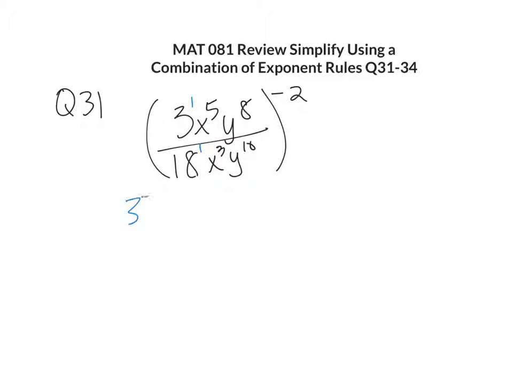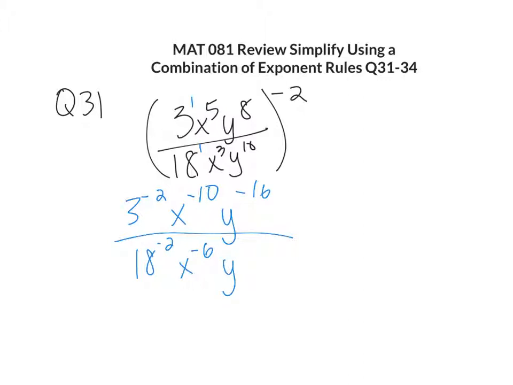So that's going to be 3 to the -2nd, x to the 5 times -2 is -10, y to the -16th, 18 to the power of -2, x to the power of -6, and y to the power of -20. So remember, we're multiplying this. We're going to switch the position of anything with a negative exponent. So now we have basically everything that's on the bottom is going to go to the top, and everything that's on the top is going to go to the bottom.